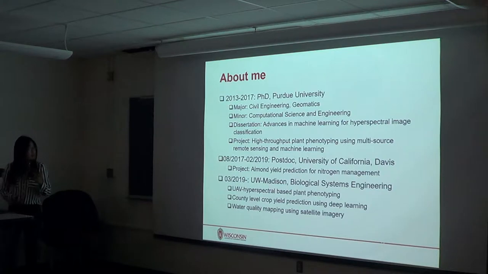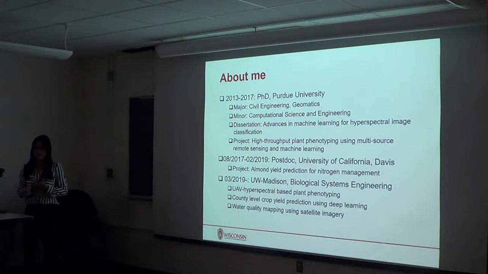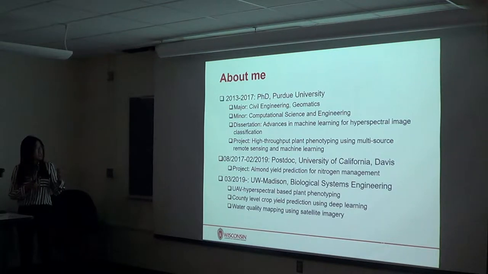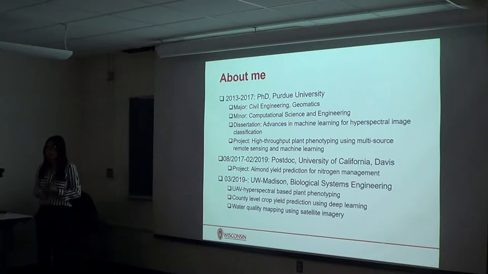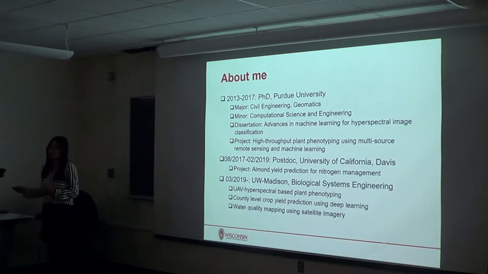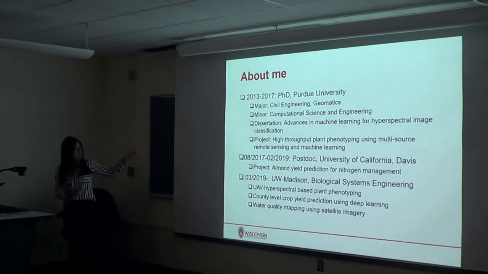A little bit more detail about myself. I came to the US in 2013, and I did my PhD at Purdue University, with a major in civil engineering and a minor in computational science and engineering. My dissertation mostly focused on the machine learning theory part. I developed novel machine learning algorithms specifically to deal with hyperspectral image data. In the meantime, I also got involved in a high throughput plant phenotyping project using multi-source remote sensing data and machine learning. I think this is a pretty good example of how AI can be applied to agriculture, so I'll give more details on this example later.